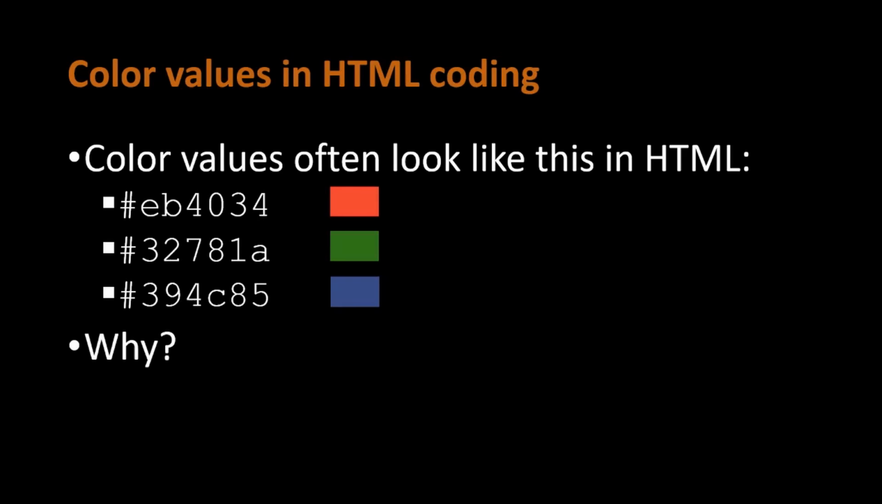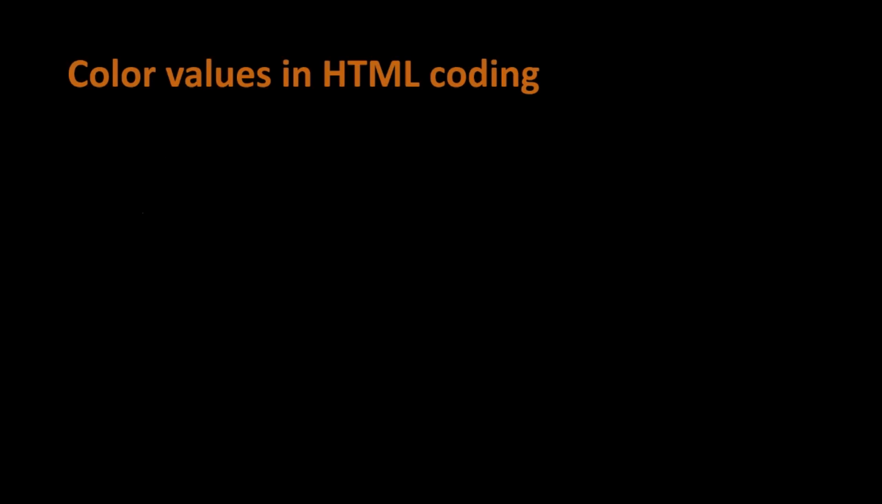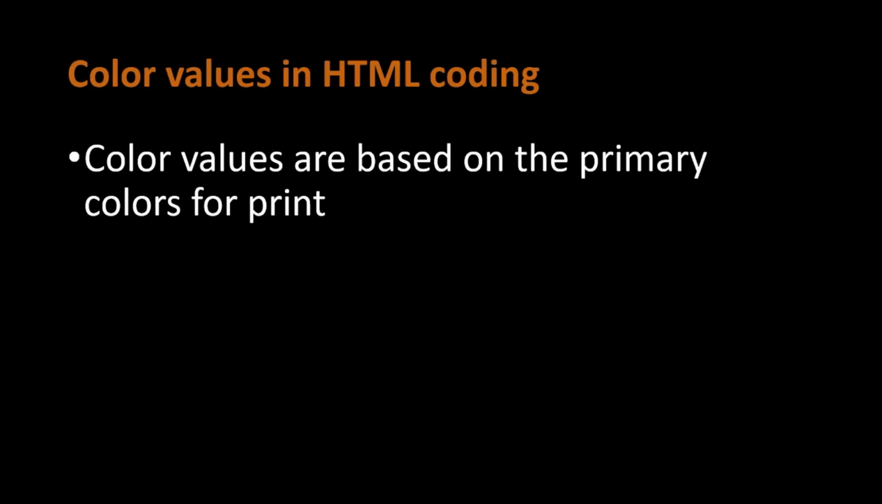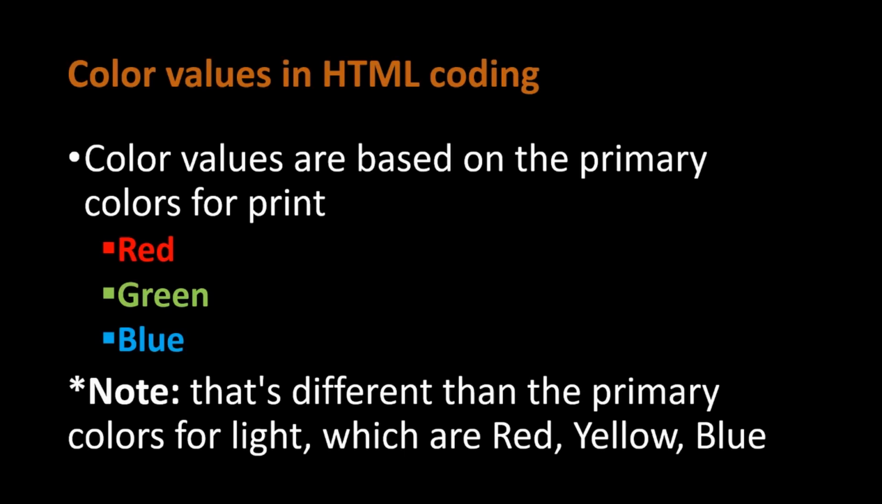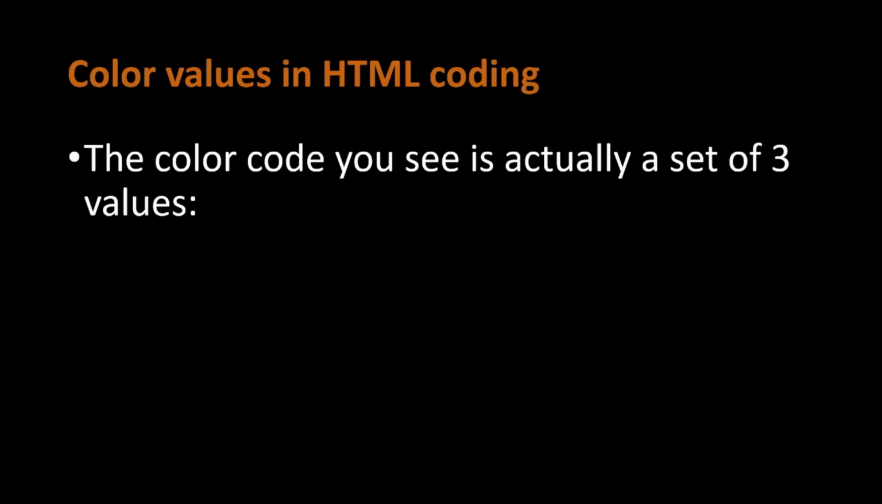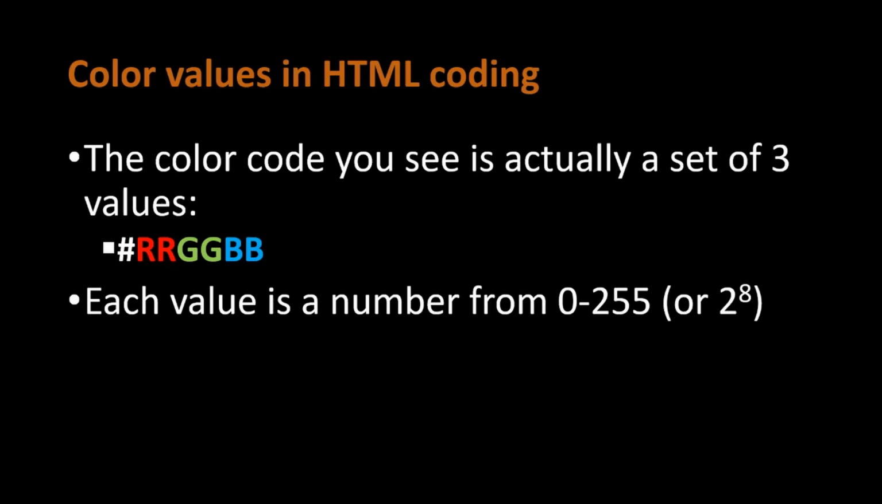Why is this what they look like? Well, color values are based on the primary colors for print: red, green, and blue. Now note, that's a little bit different than the primary colors for light, which are red, yellow, and blue. The color code you see is actually a set of 3 values. That 6-digit code is actually a set of 3 values. The first is for red, the second is for green, and the third is for blue. So that's how these digits break down in that 6-digit code.